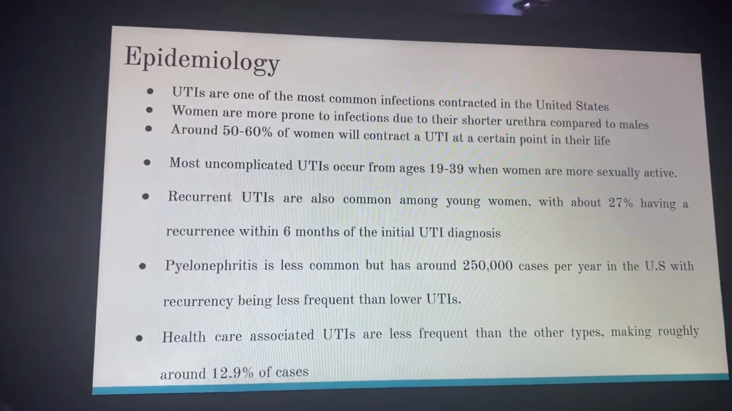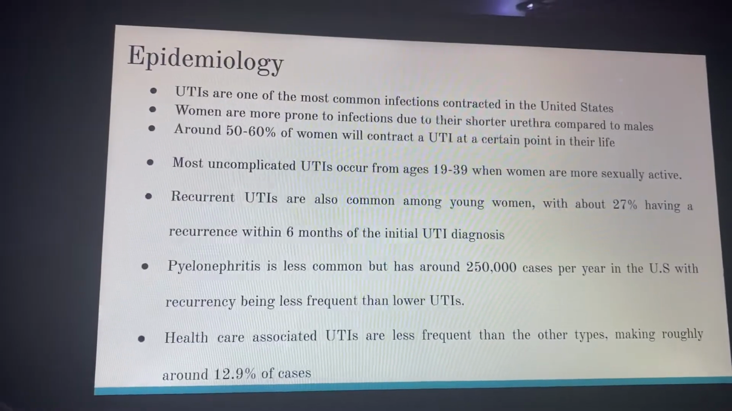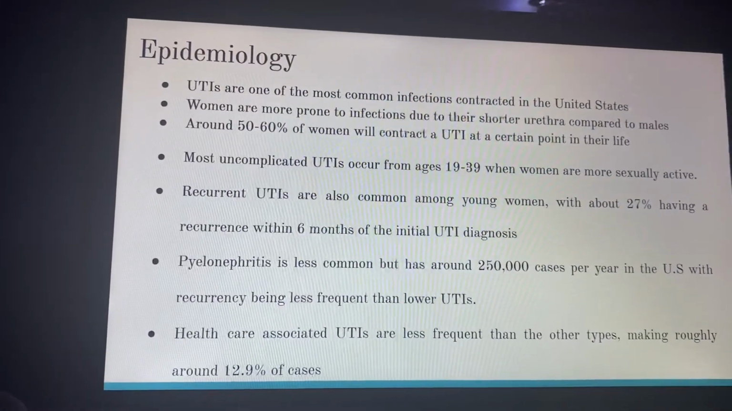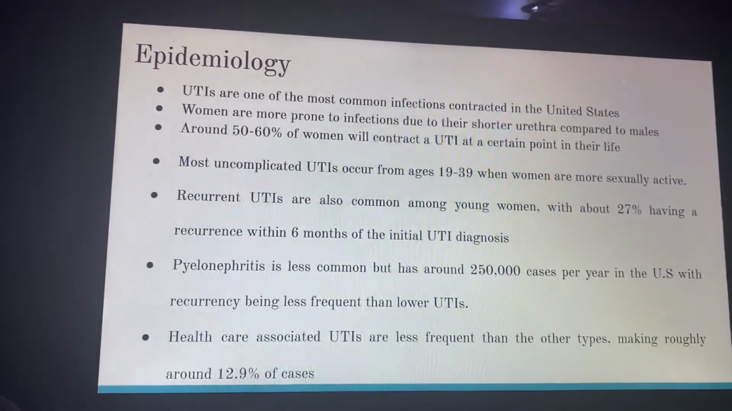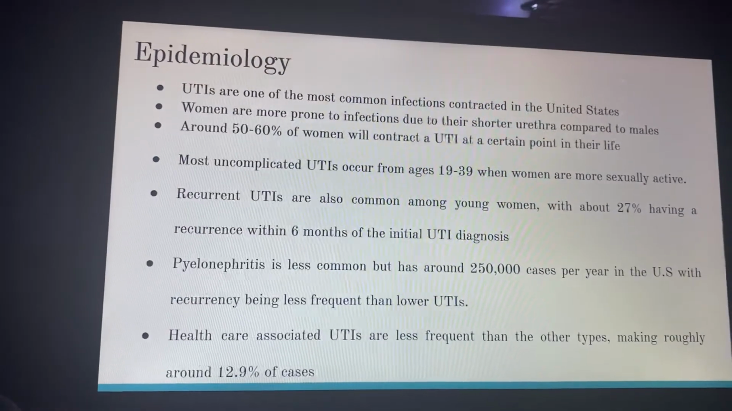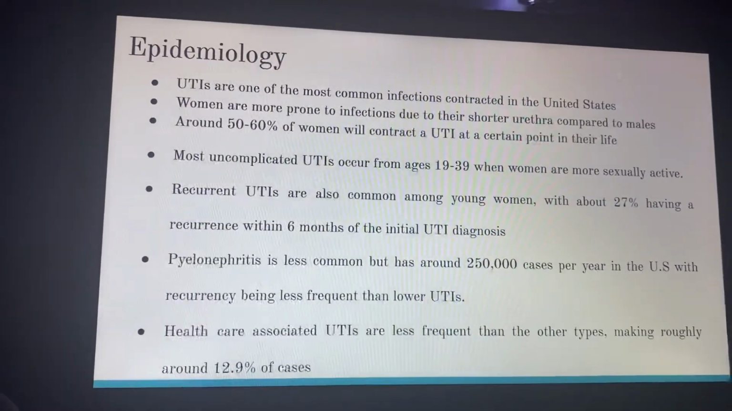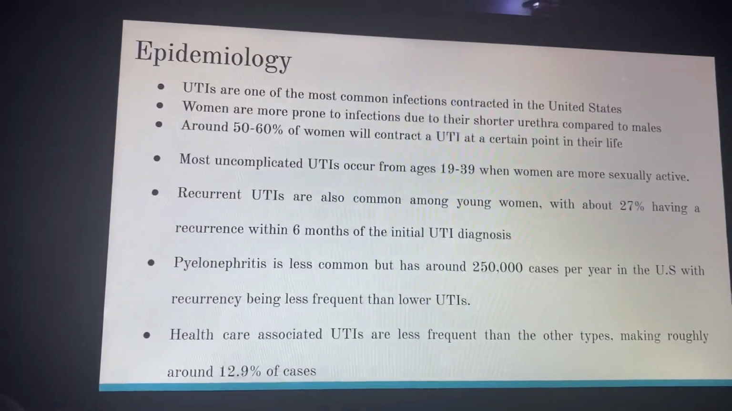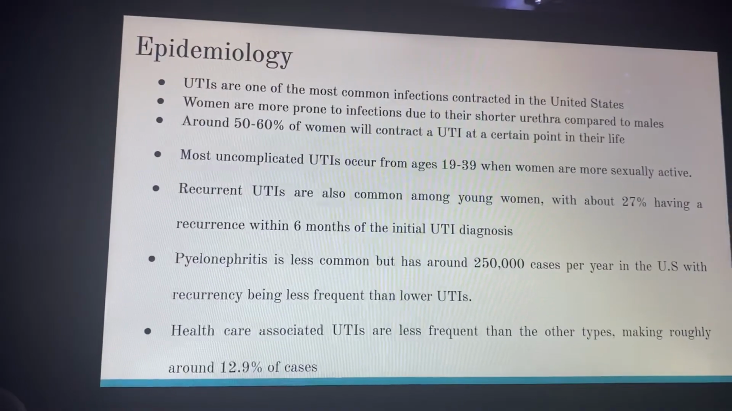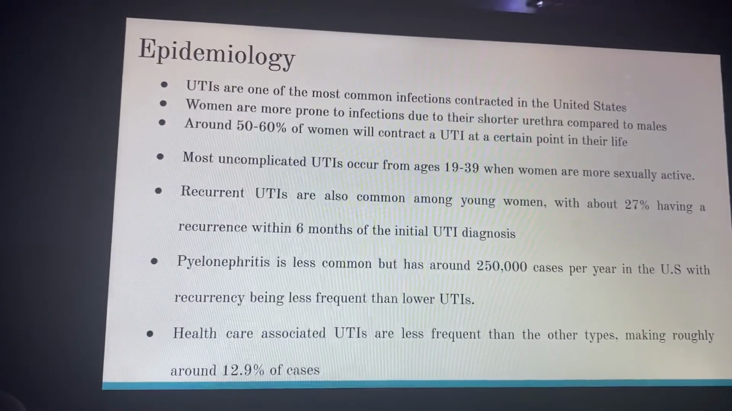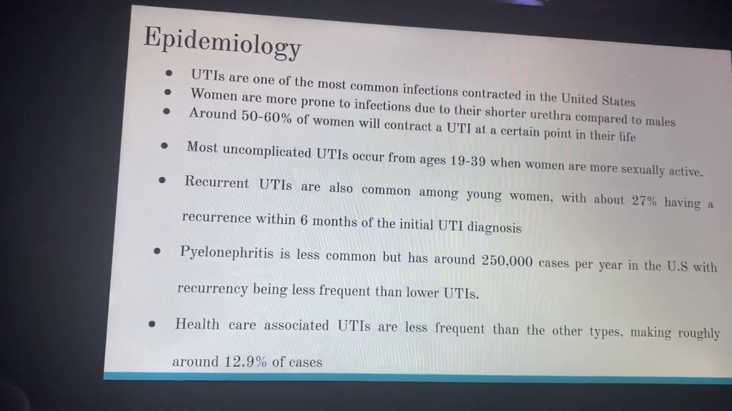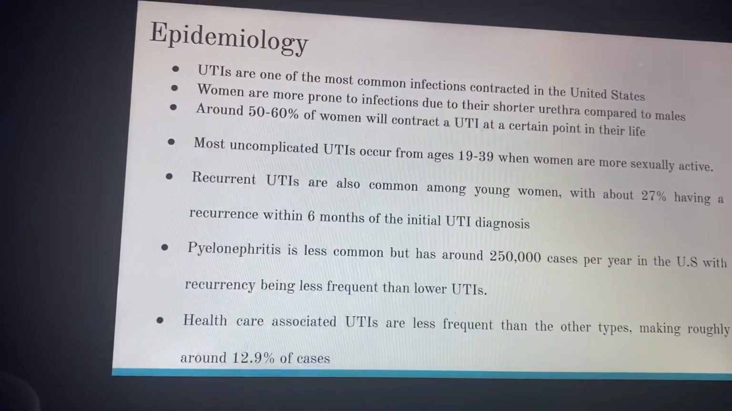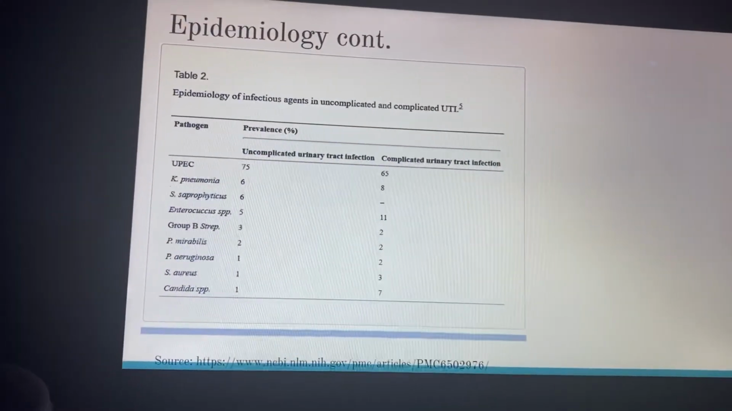So recurrent UTIs are also common among young women, about 27% having a reoccurrence within the 6 months of their first diagnosis. Now, pyelonephritis, better known as a kidney infection, is less common, but it has about 250,000 cases per year in the US, but at least their recurrences are lower. Health care associated UTIs, so basically UTIs caused by catheters, are less frequent than other types, making about 12.9% of cases. So a little more of the epidemiology continued.